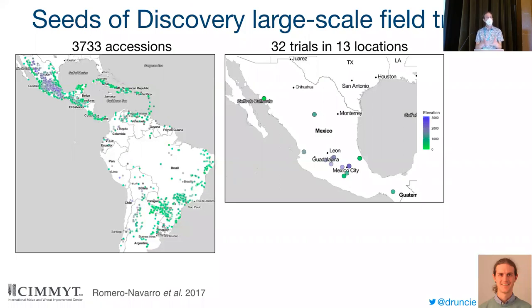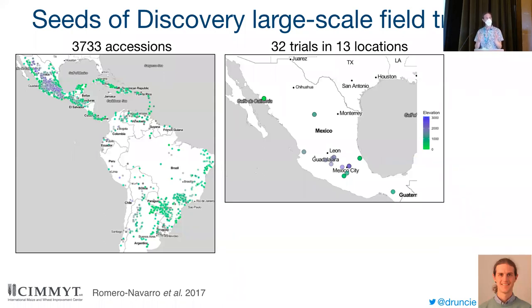Ultimately, the main way to identify accessions or to test alleles is to actually compare them in real-world conditions. And this is always a massive undertaking, requiring very large field trials across many locations with hundreds and thousands of accessions. It's a tremendous amount of work.